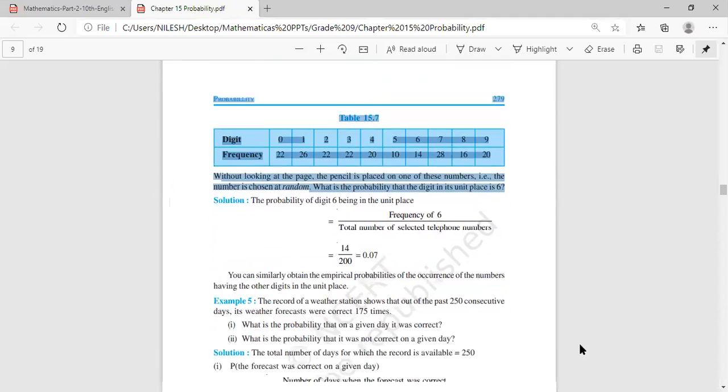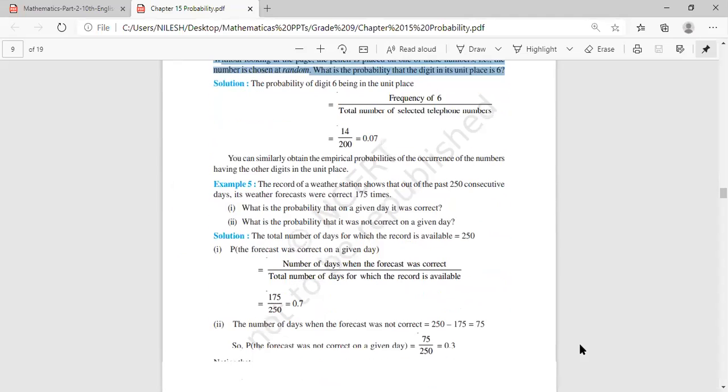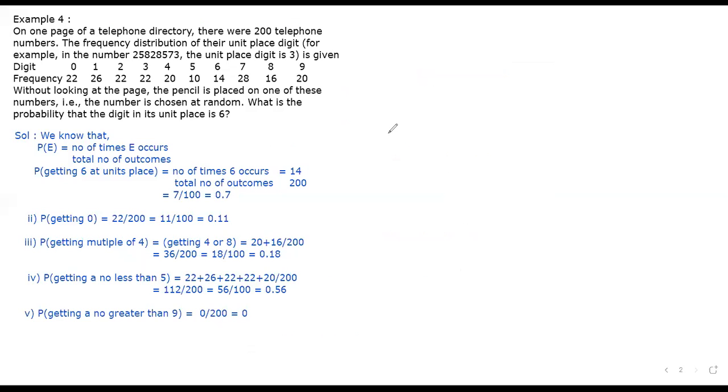Example number 5. Very good example. I'm writing the question. Very important question. Children, write there as important for the question.